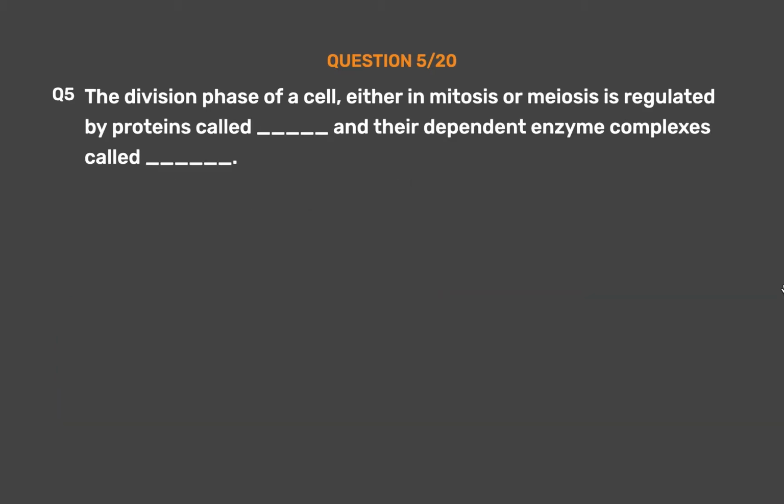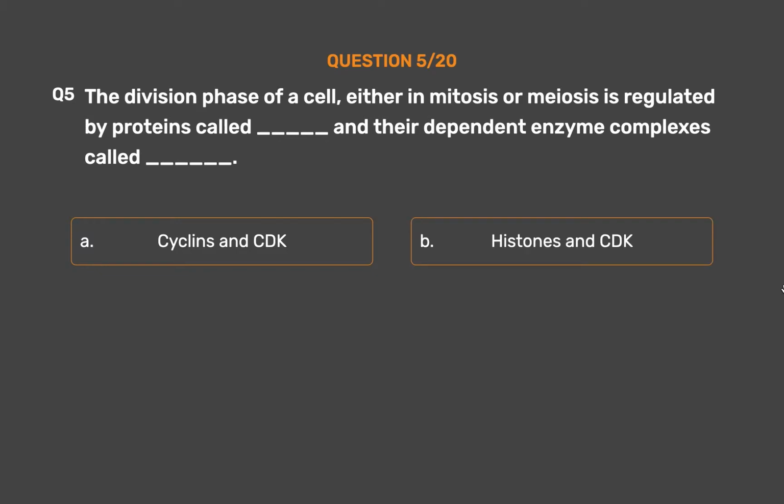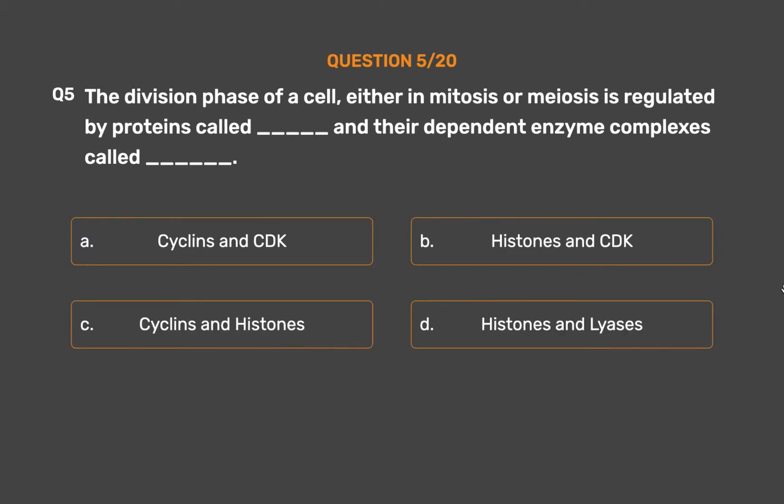Question number 5. The division phase of a cell, either in mitosis or meiosis, is regulated by proteins called underscore and their dependent enzyme complex is called underscore. Option A, cyclins and CDK. Option B, histones and CDK. Option C, cyclins and histones. Option D, histones and lyses.